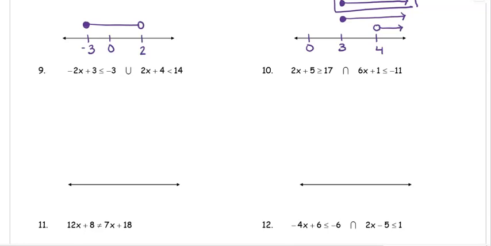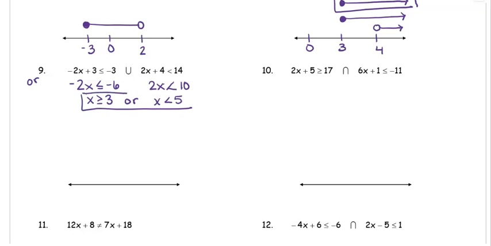All right, look at number 9. Let's go ahead and solve this one. I have a union here. Again, union means or. -2x is less than or equal to -6, which means x is going to be greater than or equal to 3. Or 2x is less than 10, which means x is going to be less than 5. So here is my final solution.